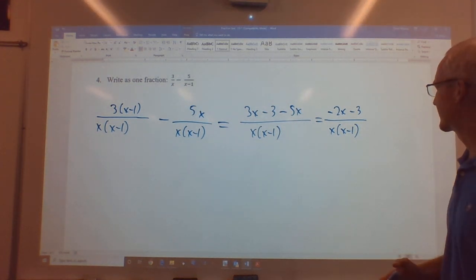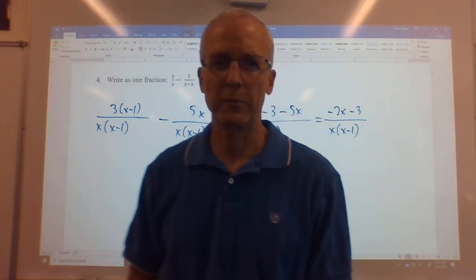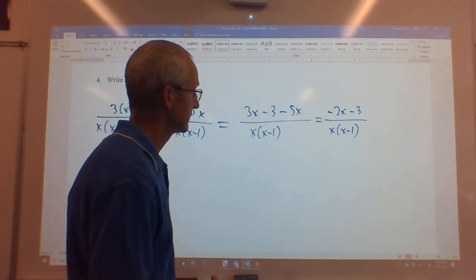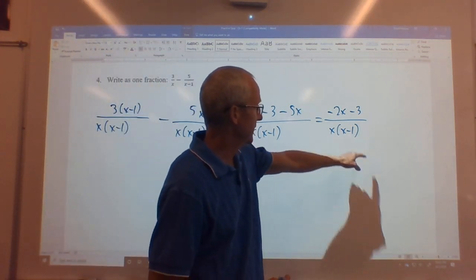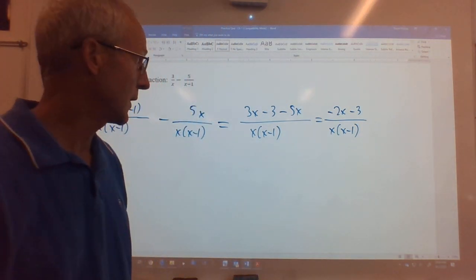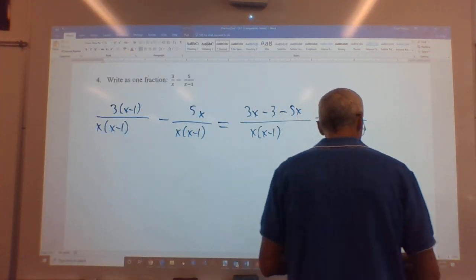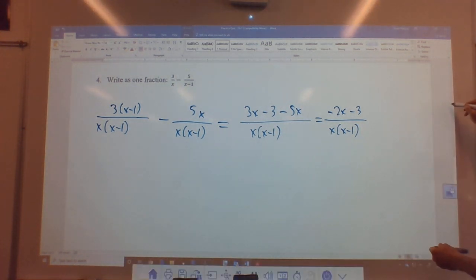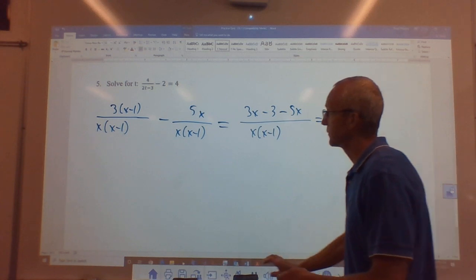And that's about as good as you can get. There's no better way to simplify that. So again, you could change it to x squared minus x in the bottom, but that's as good as we can get. Okay, that's number 4. And almost done. So let's look at number 5 here. We want to solve for t.